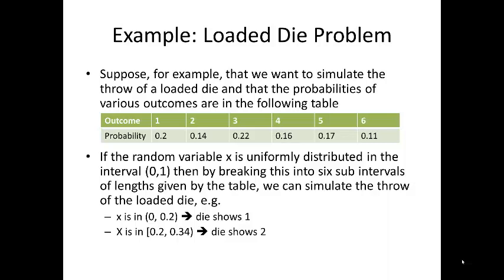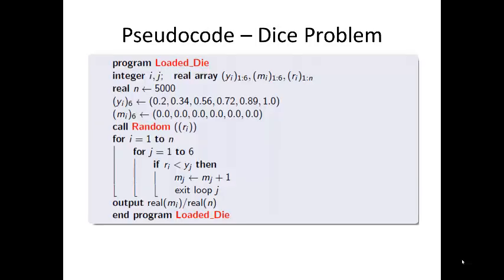I assume that you made your saving throw against math, so let's look at some pseudocode to count the outcomes of 5,000 throws of this die and compute probabilities. So here's the pseudocode for simulating this loaded die. Here the array y is going to contain the original distribution, and we count the number of times that a result falls in each category using the array m.